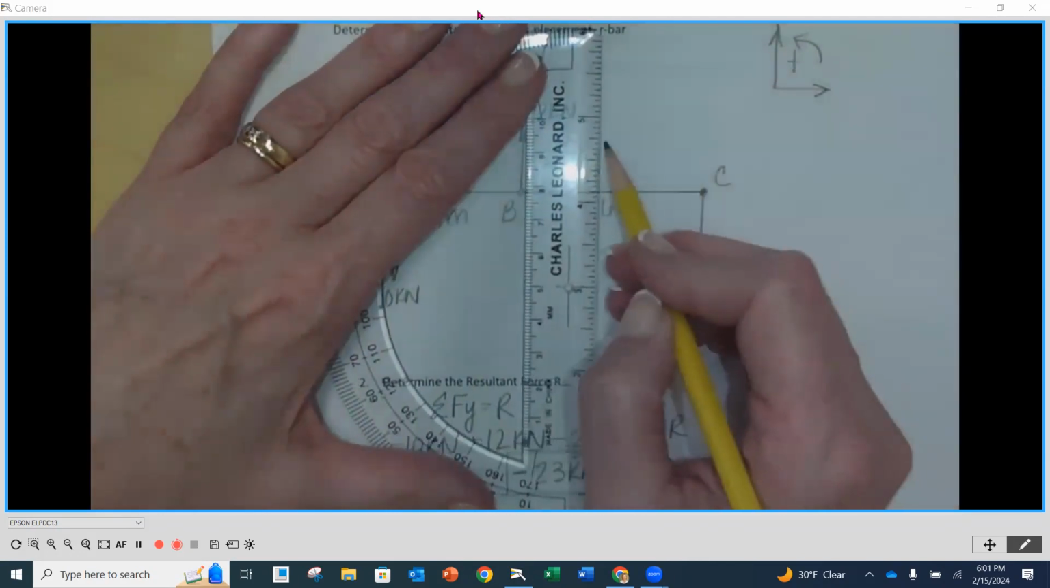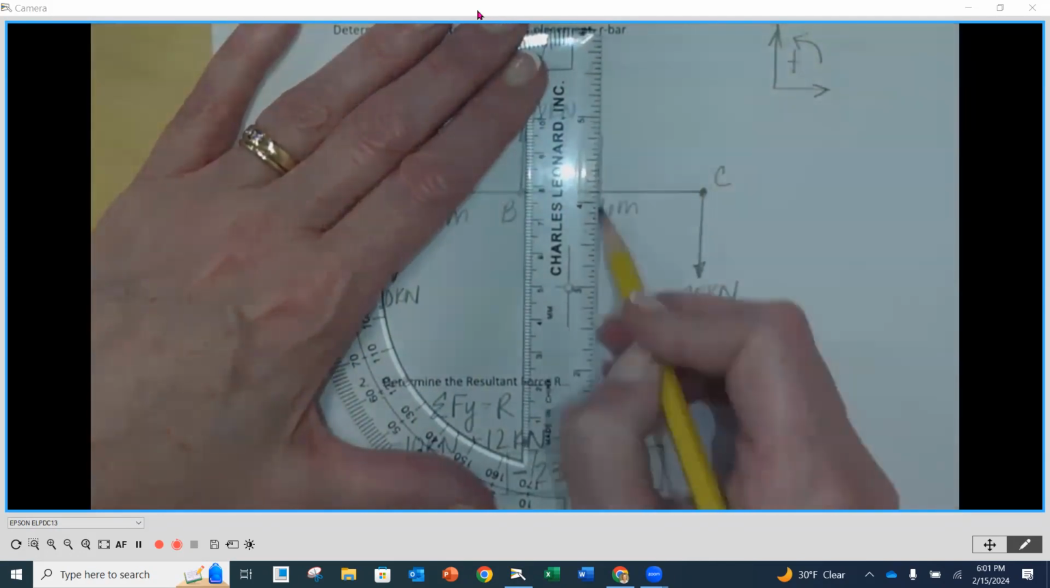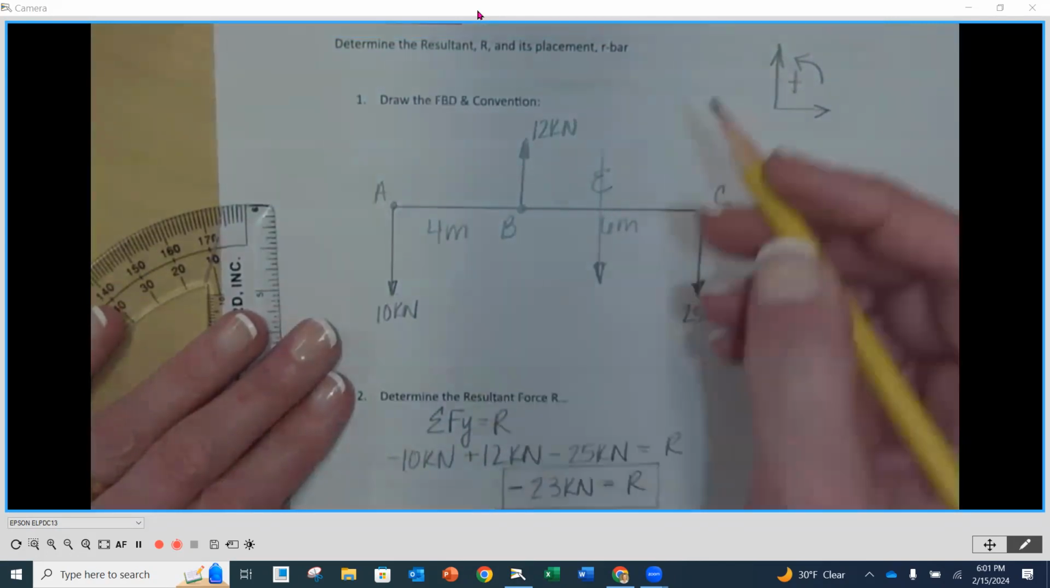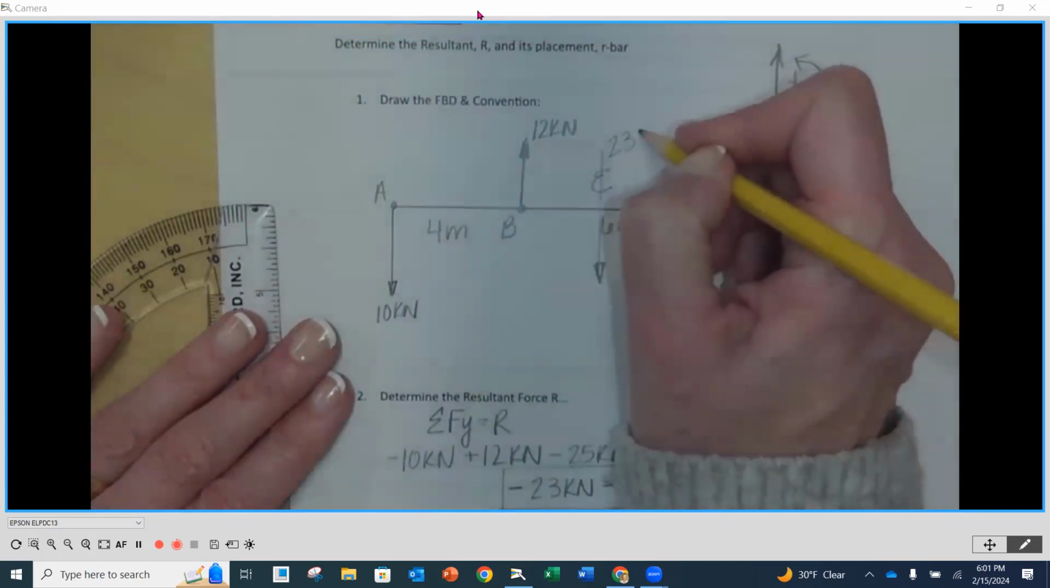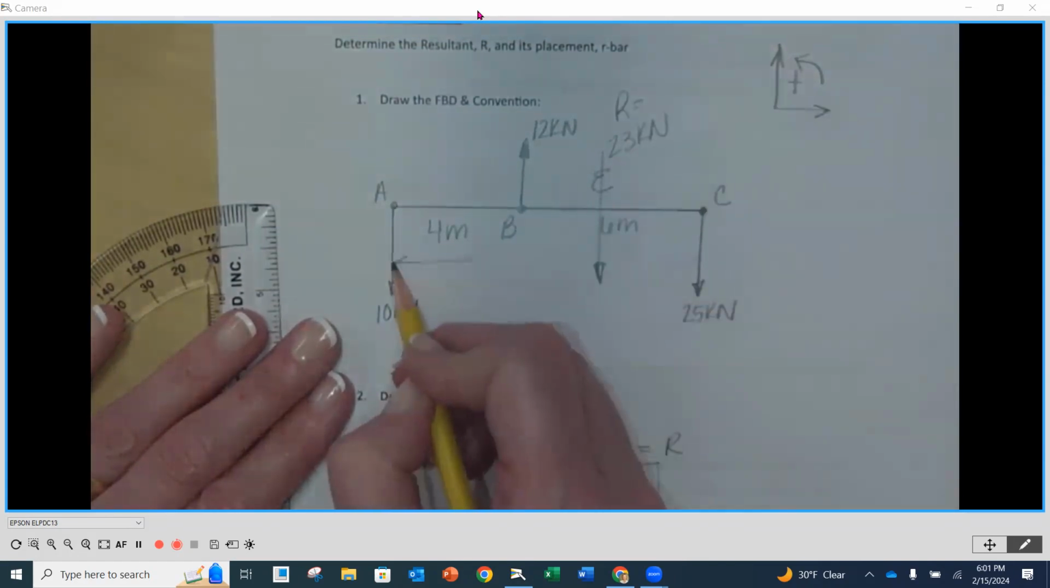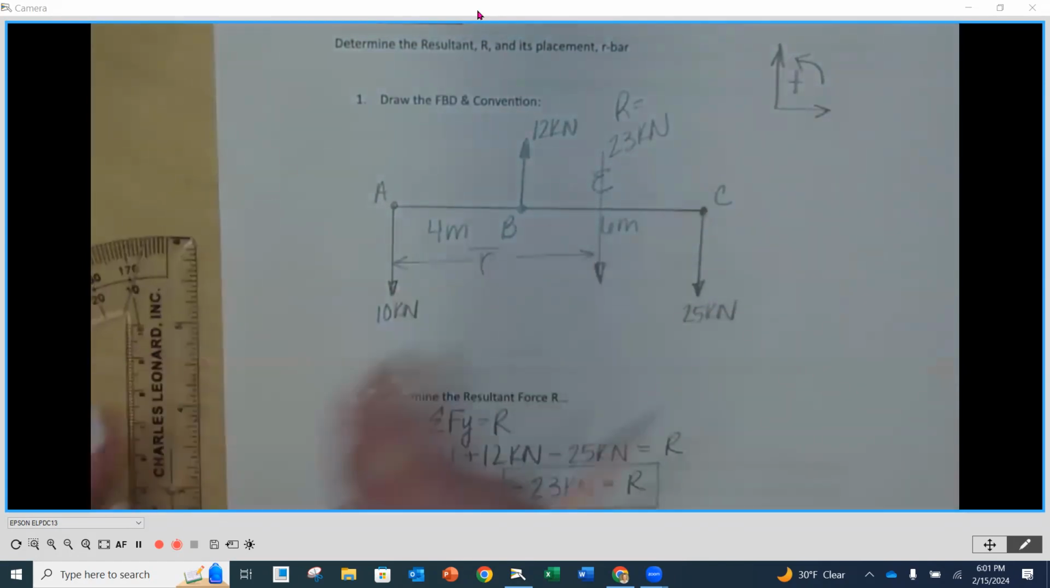I'm just going to draw my resultant, something like this. Okay. And I'm going to put this little squiggly because it's an equivalent load. And I'm going to say 23 kilonewtons. Okay. That's my resultant. And what I want to find now is how far away from point A, or from that left side, this is going to be. That's where we're going with this. We now know the resultant, but where do we place it? Okay, where do we place it?